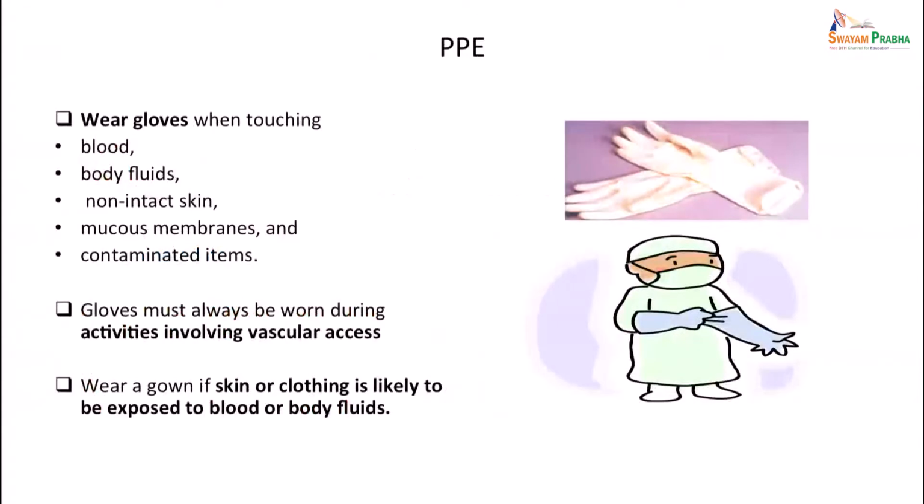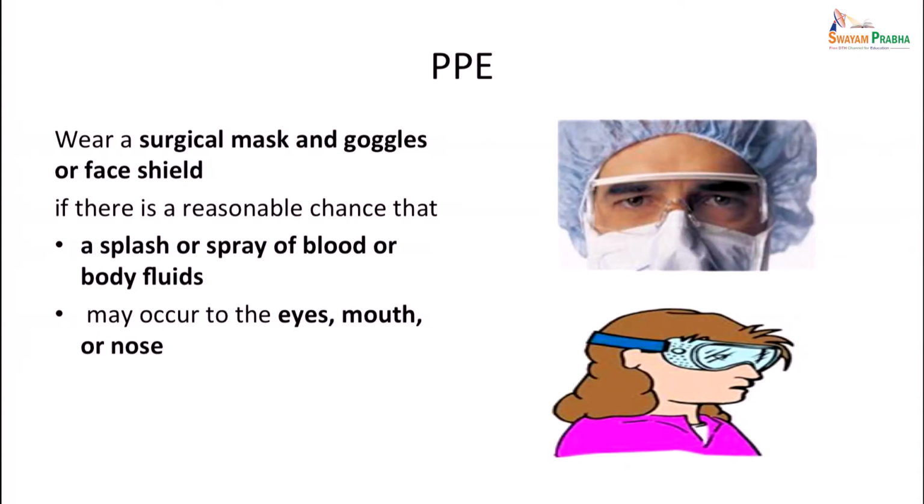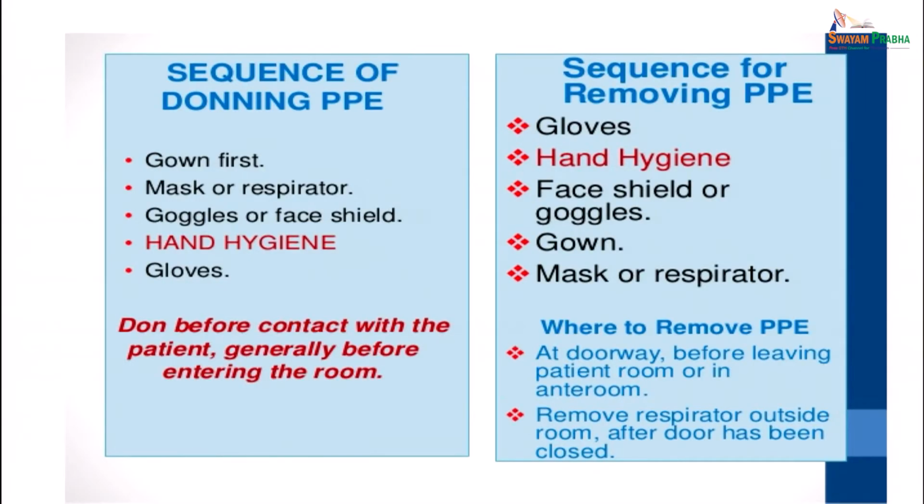PPE could be gloves, which we wear when touching blood, body fluids, non-intact skin, and mucous membranes. They can be worn during activities where we are doing vascular access. You wear a gown when your clothes are likely to be exposed to fluid. You can also use a surgical mask or a face shield when there is a chance of splash or spray of blood to the eyes, mouth or nose.